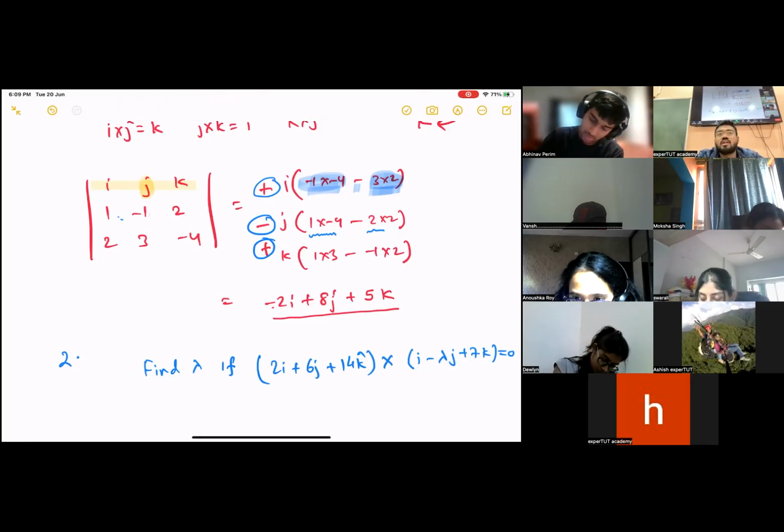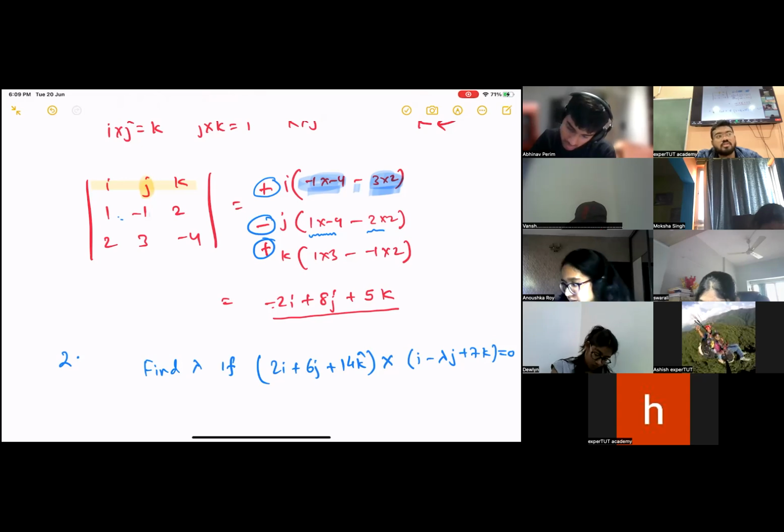You don't have the scalar triple product, right? Only the vector product, where it stops. Yes or no? Yes, the NCERT syllabus.